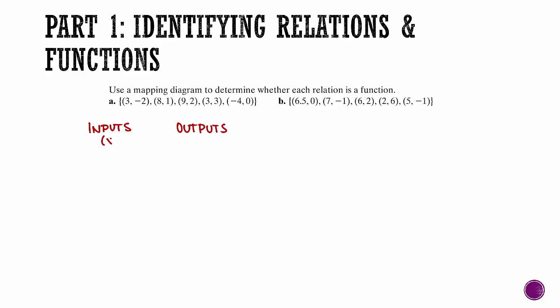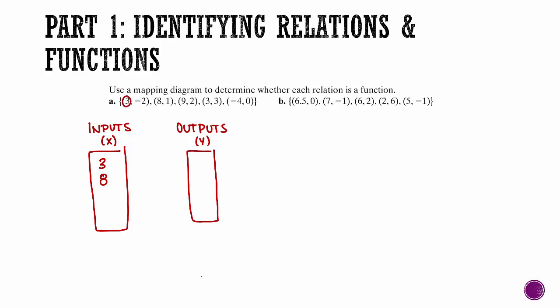And remember, inputs are x values and outputs are y values. And we make these nice, neat little boxes, and we just list our inputs and outputs. We tend to list these in numerical order. So we have a 3, an 8, a 9, a 3, and a -4.